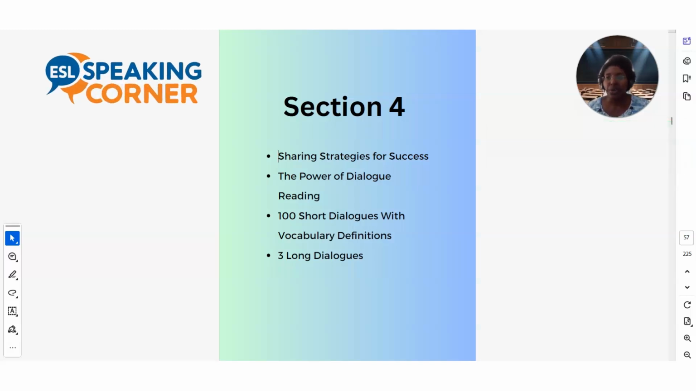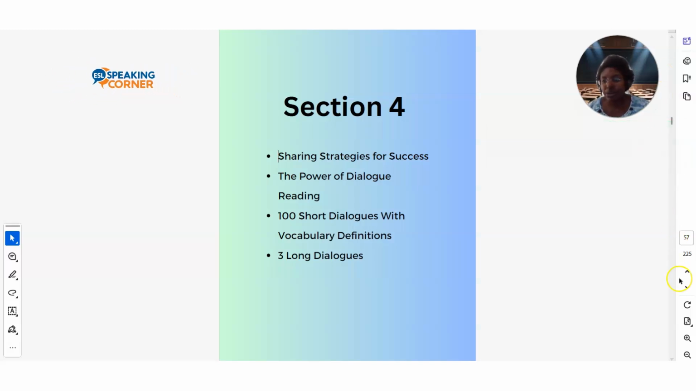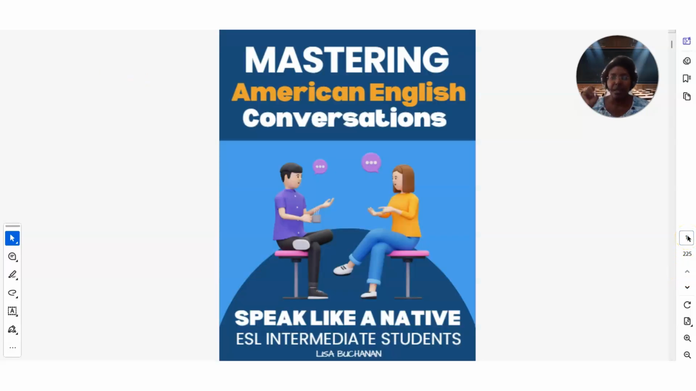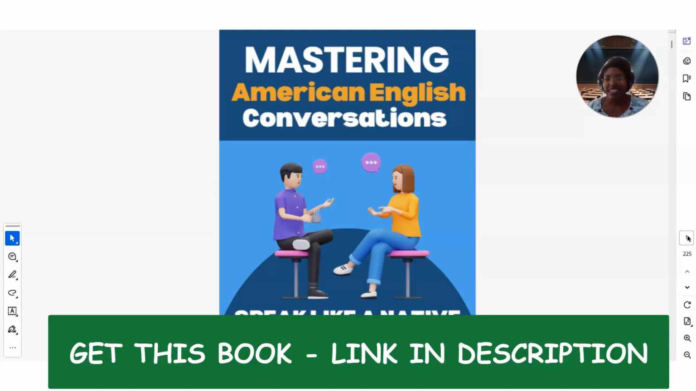Today we're going to continue our discussion in this ebook. You can also get the paperback. It's a book that I put together. I'll show you the cover. Mastering American English Conversation, Speak Like a Native. This is designed especially for intermediate English language learners. So if this describes you, let's go.